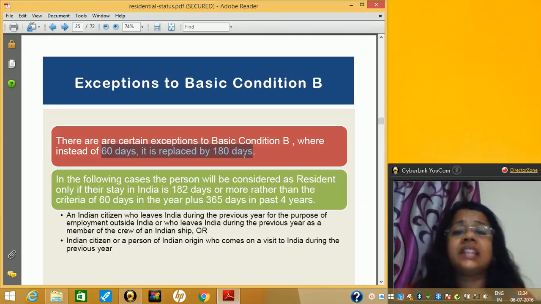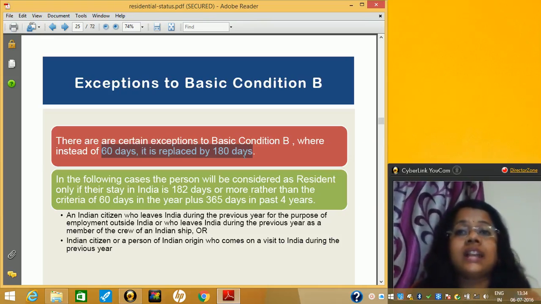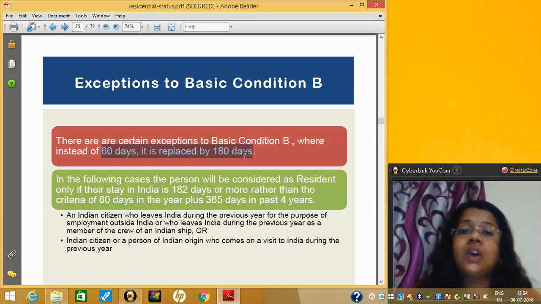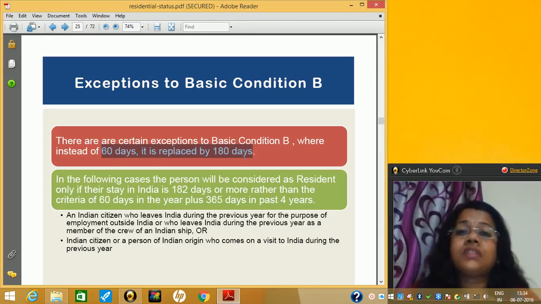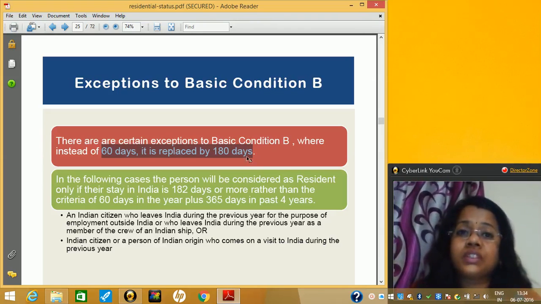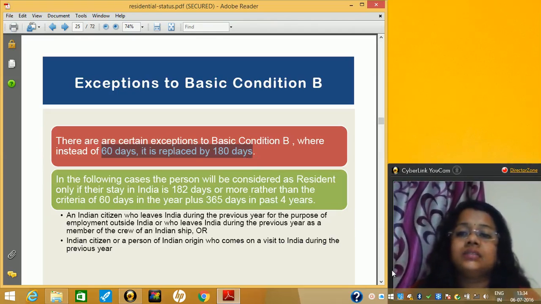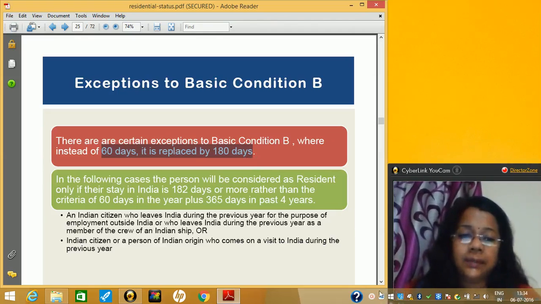What are the cases? If he leaves India for employment purpose, if he leaves India as a member of the crew of an Indian ship, or if an Indian citizen or person of Indian origin comes on a visit to India during the previous year, then this exception will be applicable.